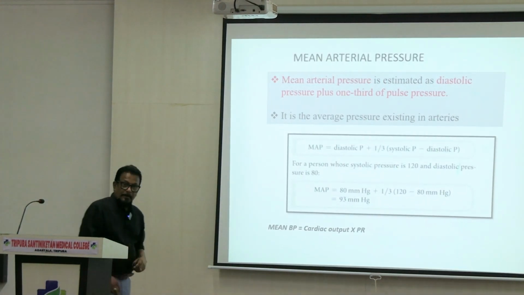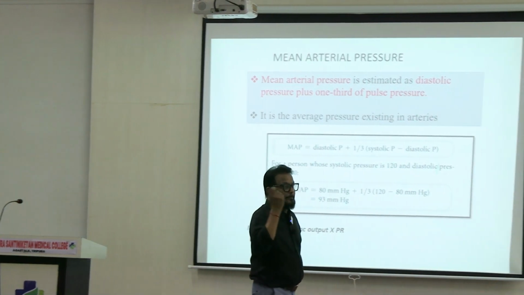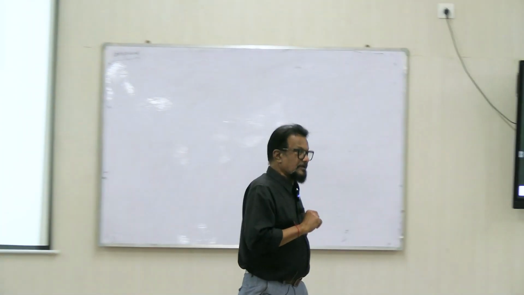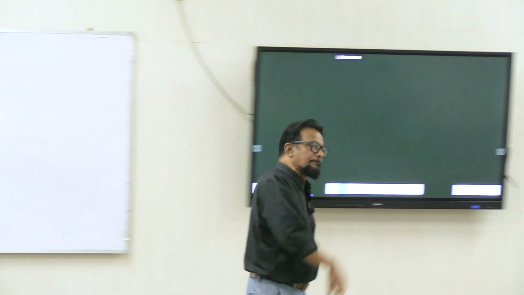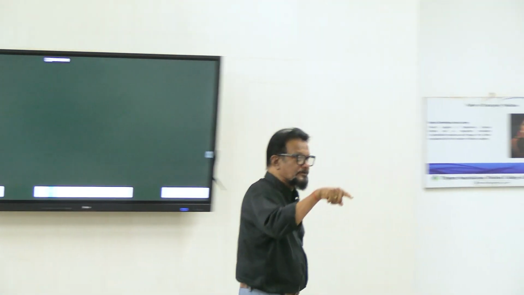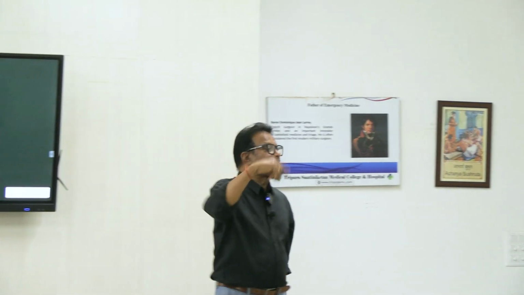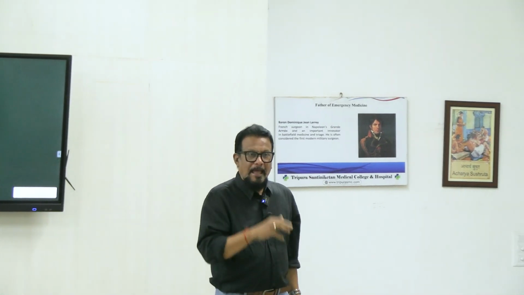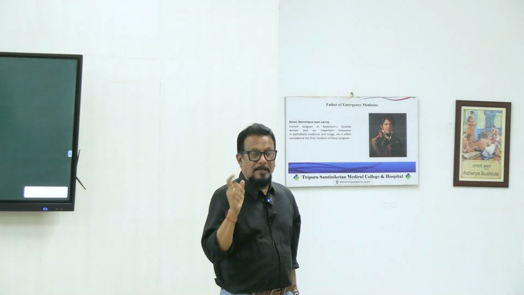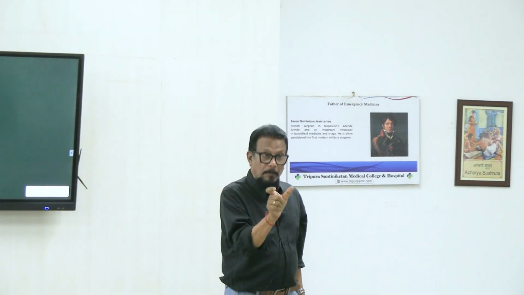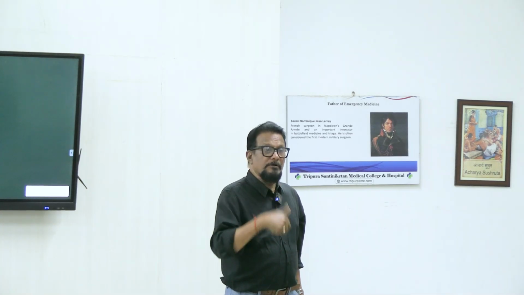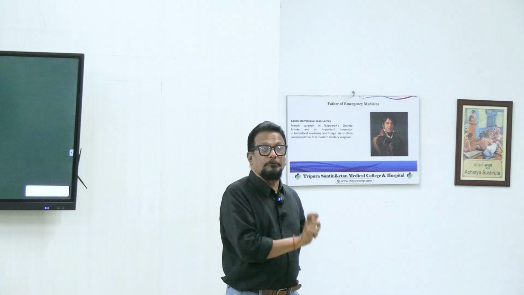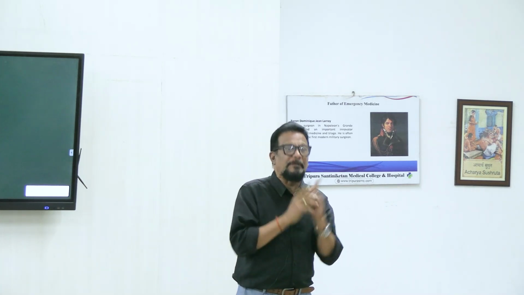Then the mean pressure. Mean doesn't mean it is the systolic pressure plus diastolic pressure divided by 2. No, it is not that average. Here how you have to calculate the mean pressure? Mean pressure is diastolic pressure plus 1/3 of the pulse pressure. Now if 120 is the systolic and 80 is the diastolic pressure, what is the pulse pressure? 40. Now divided by 3, how much will it come? This pressure you add with diastolic pressure, then you will get the mean pressure.